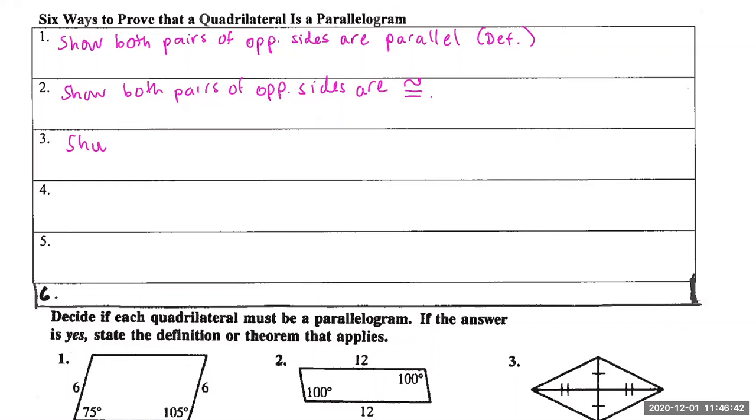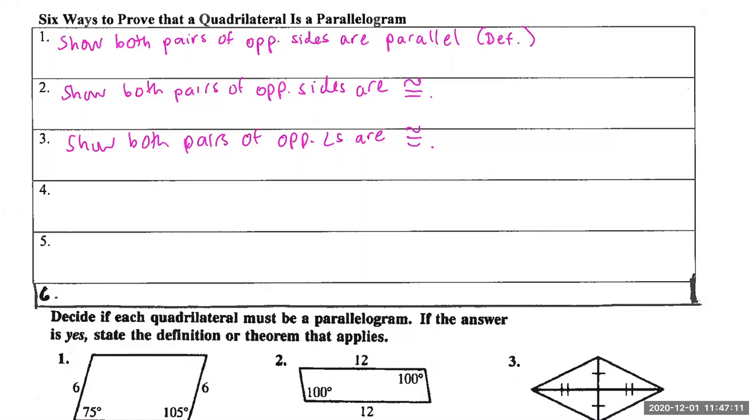We can also show both pairs of opposite angles are what? Same side interior angles, or sorry, are supplementary or are congruent? If they're opposite angles, what would you want to show? Okay, opposite angles are congruent. Very good.